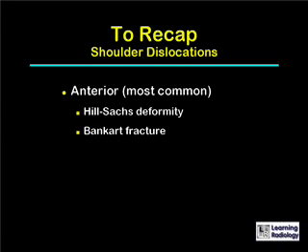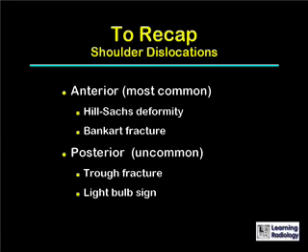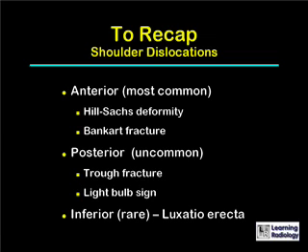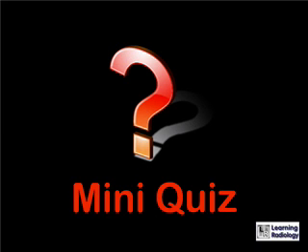So to recap, anterior dislocations of the shoulder are the most common by far. The key terms to remember are Hill-Sachs deformity and Bankart fracture. For a posterior dislocation, which is relatively uncommon, the key terms are trough fracture and the light bulb sign. And for the rare inferior dislocation, or luxatio erecta, the arm is held in a fixed position at about 45 degrees upward. Here is your mini quiz.